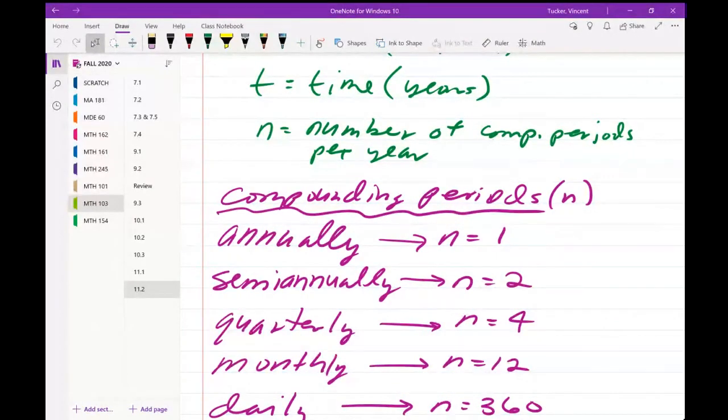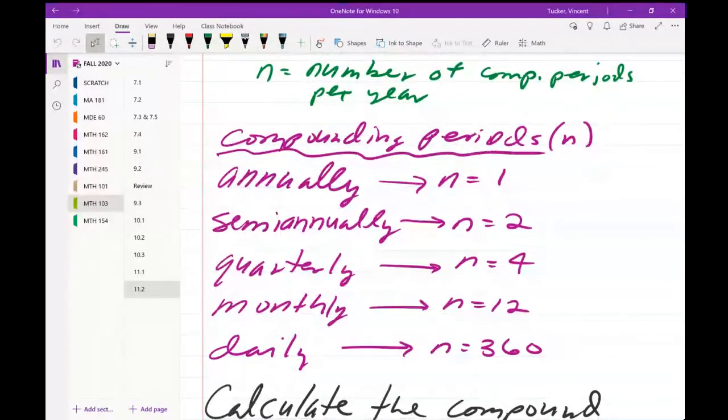Compounding periods for N. Normally they don't give you a number, they give you a term to let you know how many times it's being compounded per year. If it's annually, that means N is equal to 1. Semi-annually, N is equal to 2. Quarterly, N is equal to 4. Monthly, N is equal to 12. And then daily, N is equal to 360. Remember we talked about that last session as well. Banker's rule for daily is 360 instead of 365.